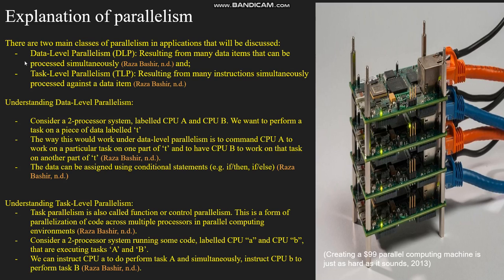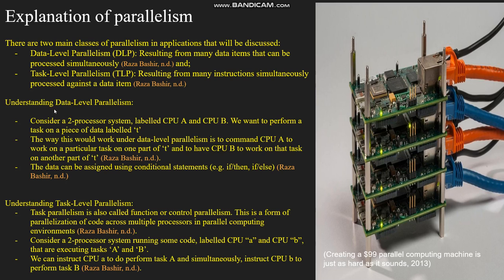So I'm going to go into the in-depth explanation of parallelism. There are two main classes of parallelism and applications that we're going to be discussing. There's data level parallelism, which results from many data items that can be processed simultaneously. And then we have task level parallelism, which results from many instructions simultaneously processed against a data item.